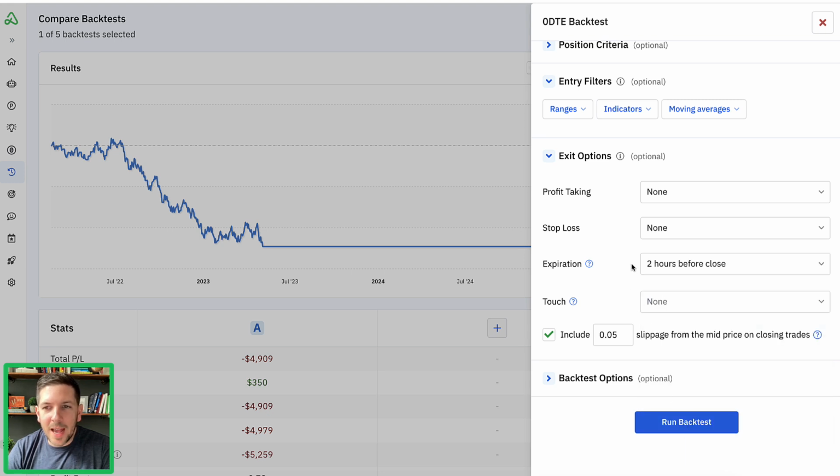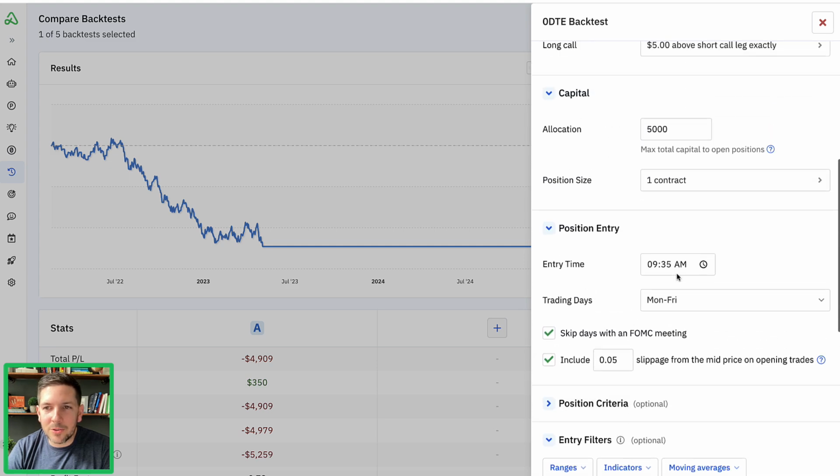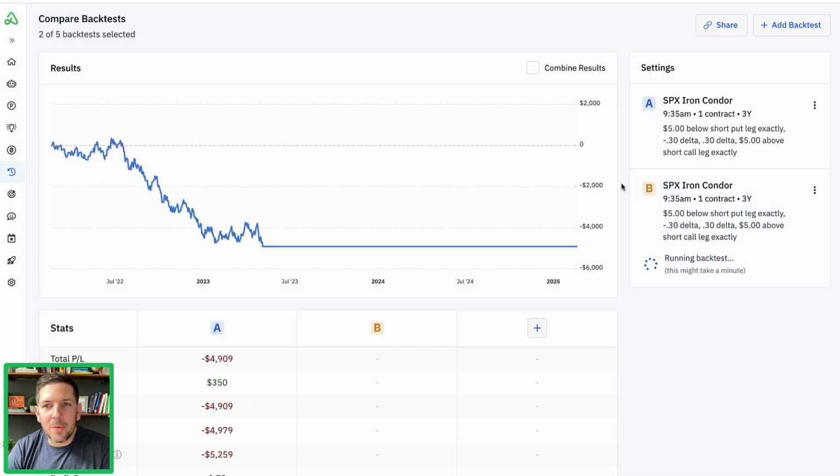So we're just going to add a variation here. The only thing I'm going to change is close it 2 hours before. Still the same entry, 9:35 in the morning. Maybe just closing it before the end of the day, you capture a little bit more premium.